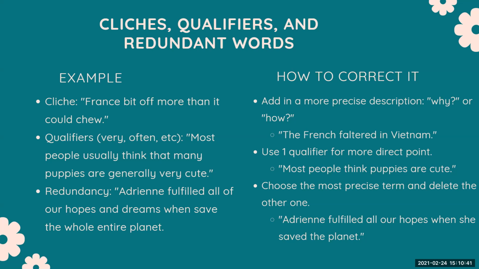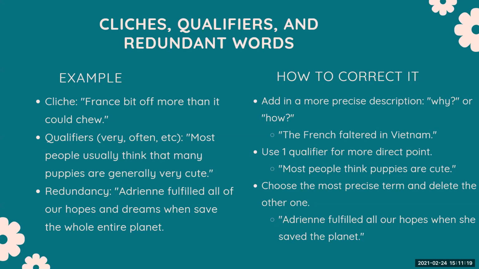The next example of wordiness is often through the use of qualifiers. Qualifiers are adverbs such as very, often, really, etc. They tend to try to add more description, but they're actually not adding a lot of description because they are vague words. And so you really want to make sure that you are only using one qualifier to add a more direct point. Again, we want to make sure our writing is as clear and straightforward as possible.